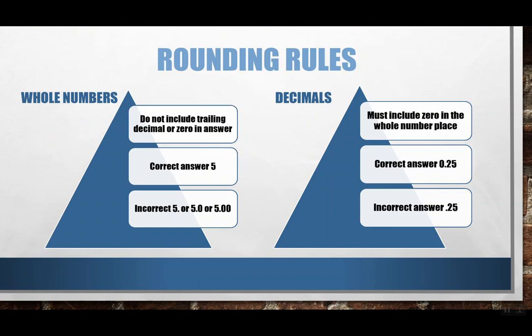With decimals, you must include a 0 in the whole number place. So if the answer is 0.25, writing .25 would be incorrect. It's extremely important for you to get used to this, because if you write this incorrectly and somebody reads your work incorrectly, you could be giving 25 of something instead of 0.25 of something. So we want to make sure that you're used to practicing this.